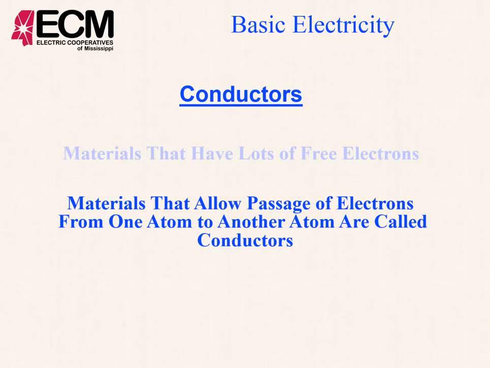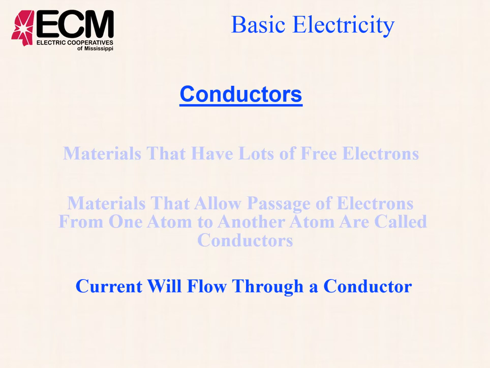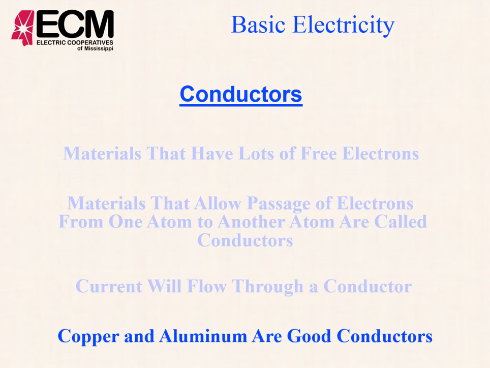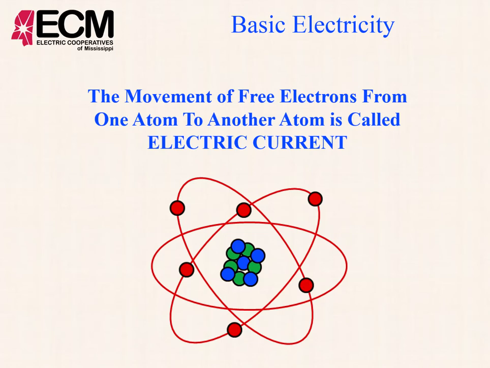Materials that allow the passage of electrons from one atom to another atom are called conductors, and current will flow through a conductor. So copper, aluminum are good conductors, good for us anyway. They're better, but definitely those are best for us because of their strength and their cost efficiency and stuff like that, okay? So the movement of free electrons from one atom to another atom is called electric current.